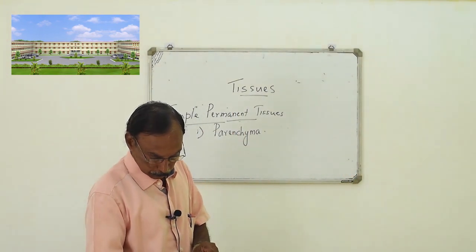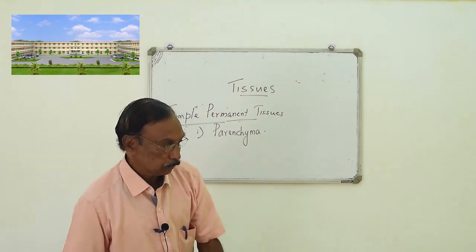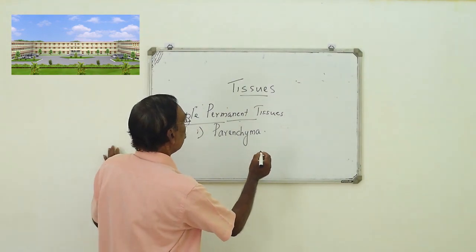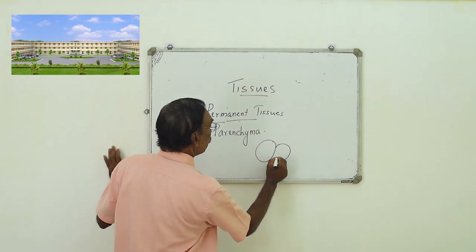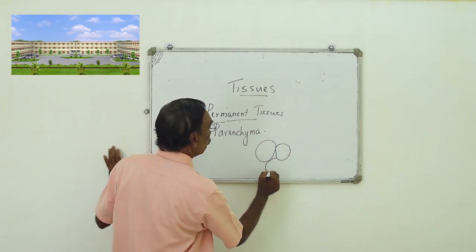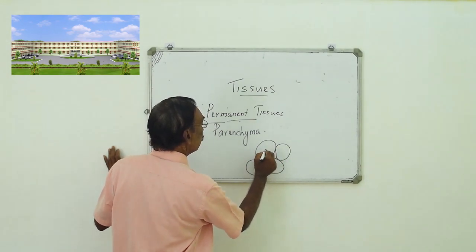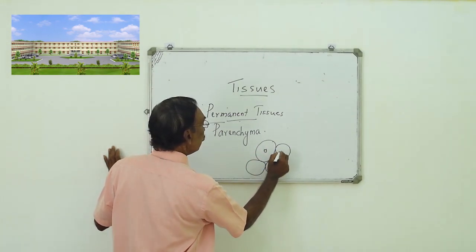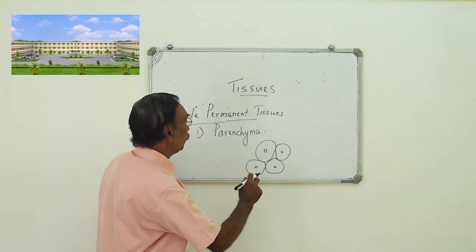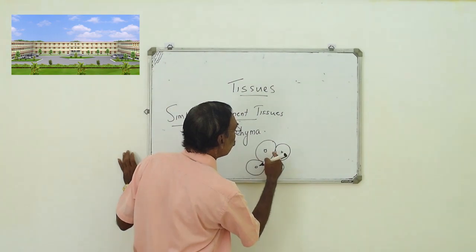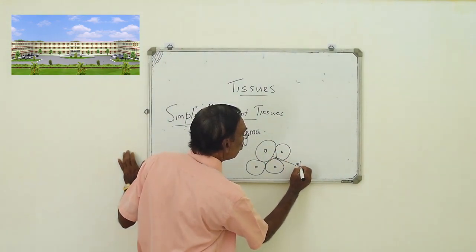If you examine this tissue, you can see it is made up of thin walls. The tissue will be like this. This is one cell. A group of cells is called a tissue. This is made up of thin walls. So each one is a cell. And you can see there may be space between the two cells. This space is called intercellular space.